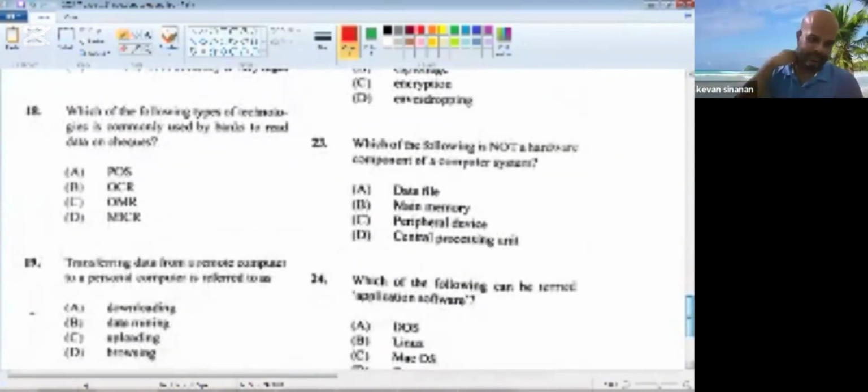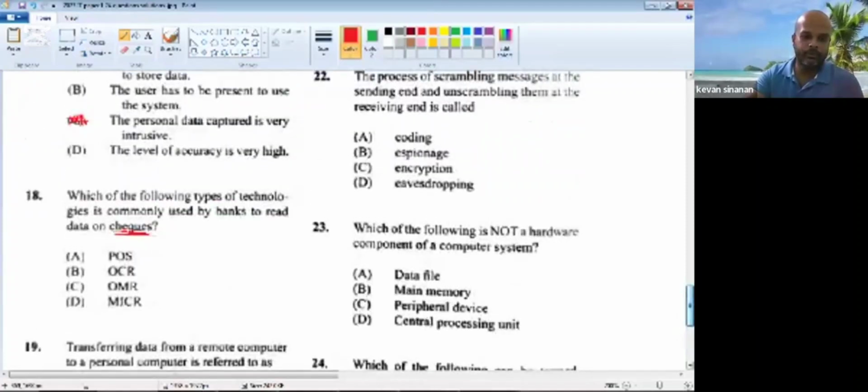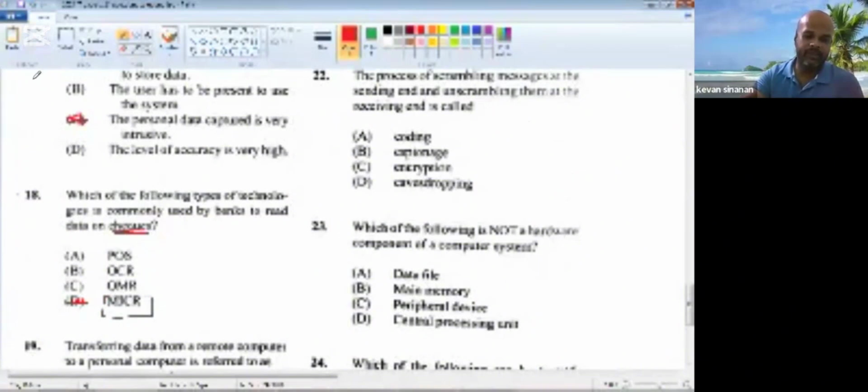18. Which of the following types of technologies is commonly used by banks to read data on checks? So the key word here is check. If you look at a check at the bottom of it, you would see some numbers, and those numbers tend to be black for the most part. The reason for that is that those numbers have a magnetic charge on them. So every check has to go through a magnetic reader to verify the numbers on the check, and that reduces the possibility of fraud. So those are magnetic ink character readers, which is D, right? Just going through each of the abbreviations, POS is point of sale, OCR is optical character reader, and C is optical mark reader.